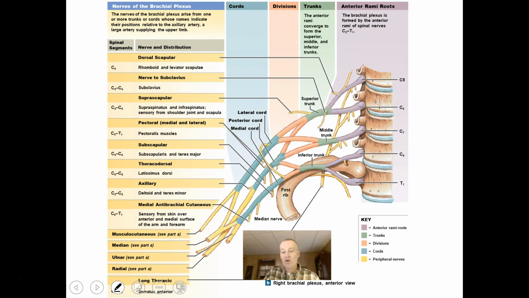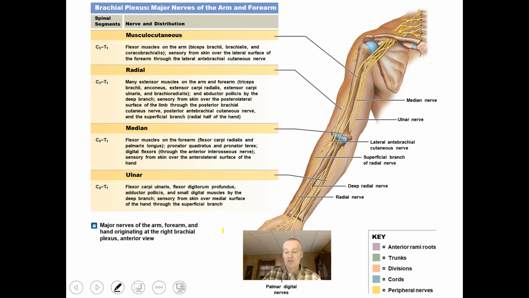So there are, as the nerves come out of the spinal cord, there are regions to it. So, for example, the anterior rami roots are going to be in purple here. They then divide into trunks. So we have major trunks here, superior, middle, and inferior trunks. And then they divide into divisions. So we can see the divisions here. And then they divide into cords. So you can see this lateral, posterior, medial cords. And then the peripheral nerves actually come out. And so we have lots of different nerves that come out.